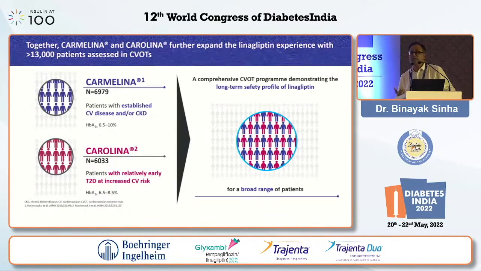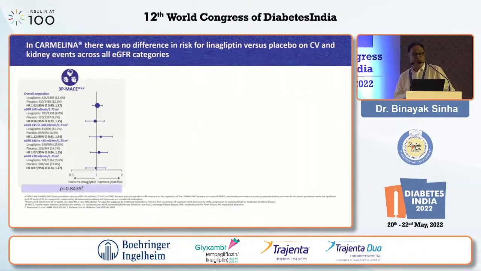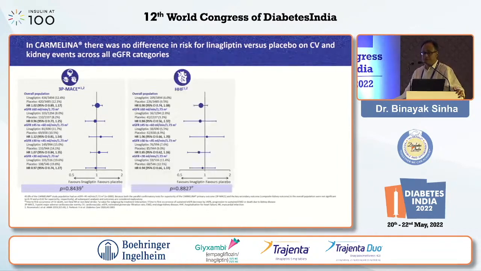And as you can see, CARMELINA recruited patients who had an HbA1c of between 6.5 to 10%, the entire spectrum, while CAROLINA restricted to patients between 6.5 to 8%. And what did this show? That in CARMELINA, there was no increase in risk of linagliptin versus placebo on CV or kidney events, irrespective of GFR characteristics. So 3P MACE, they all remain the same. As you can see, the dot is right at the center of the midline, showing that there is no difference with placebo across a range of eGFRs.